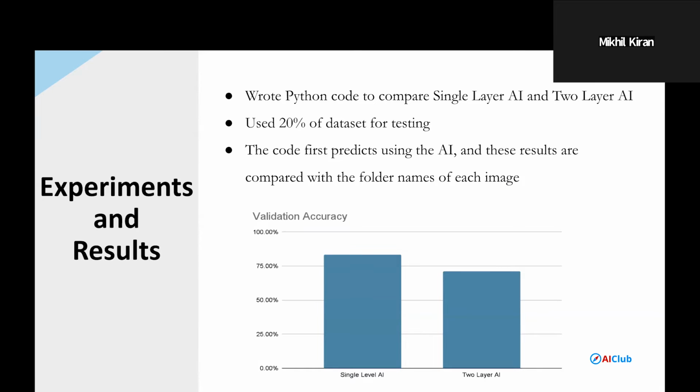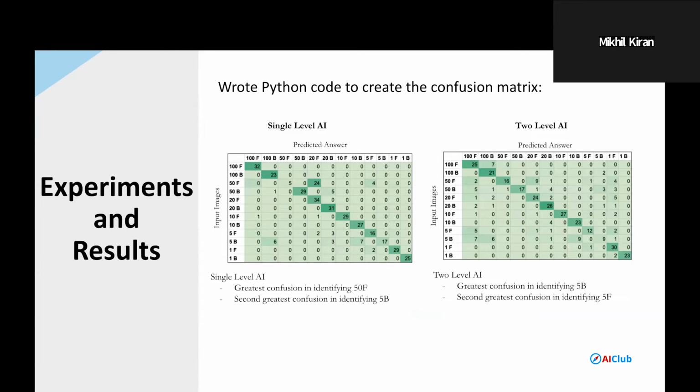In that same code, we also generated confusion matrices for both AIs. For our single level AI, we had the greatest confusion in identifying 50 front, and it often confused it for 20 front. And for our 2-level AI, it had the greatest confusion in identifying 5 back, and the confusion was spread across different types of dollar bills.